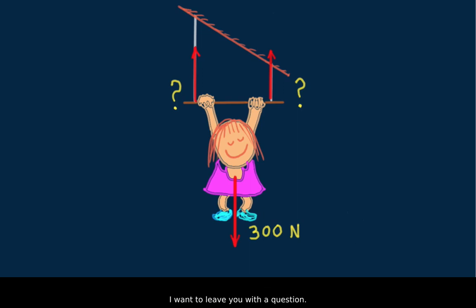I want to leave you with a question. Assuming all conditions for Nellie are the same, except for the slope ceiling, will the vectors representing rope tensions still each be 150 newtons? And can you defend your answer?